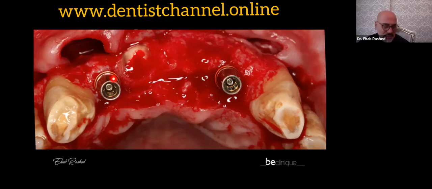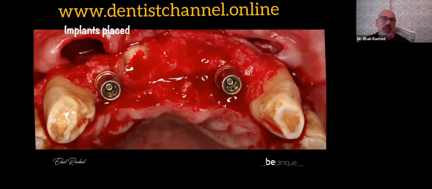So this screw and this screw should come more to the palatal side, because I'm aiming to have a screw-retained restoration. You see, because we have enough amount of bone, I can align the implant in the way that when I put the implant, the final screw will be pointing toward the palatal side.